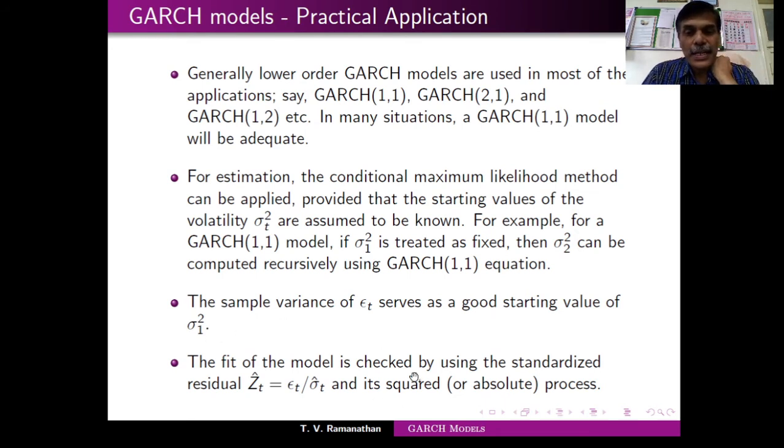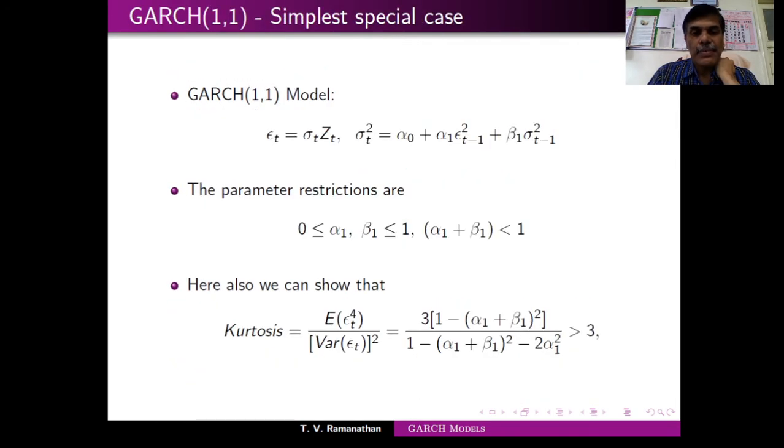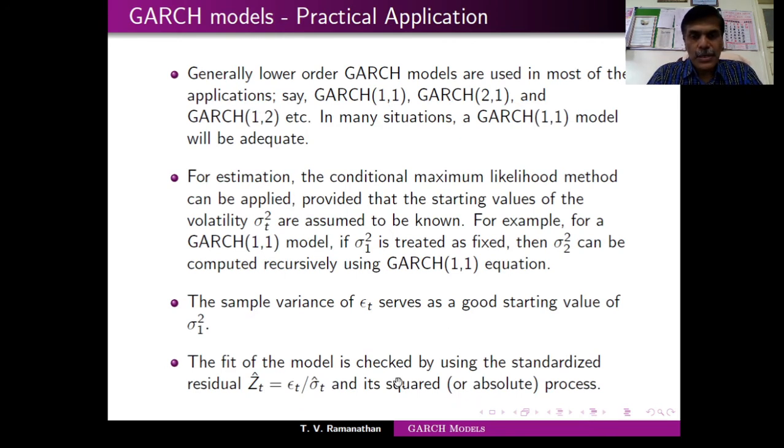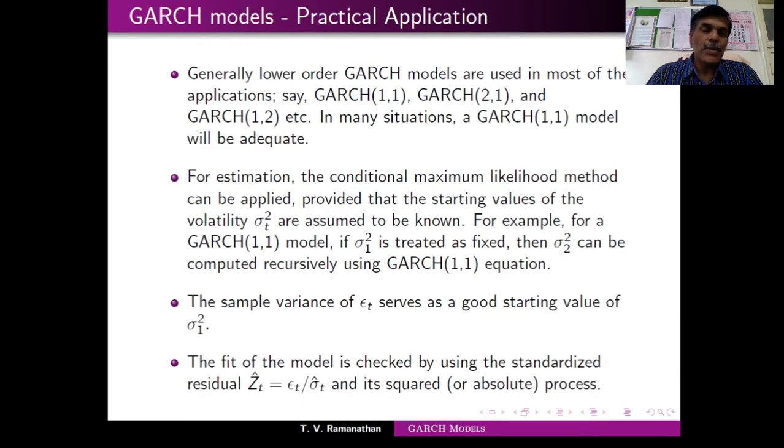So the fit of the model is checked using the standardized residual. This is exactly the same as what we have seen earlier. If your fit for sigma t is correct, then in epsilon t by sigma t, all the assumptions of zt will be satisfied. So that is how we justify the fit. So you look at the absolute or square residual of the zt hat and then decide whether the correlations or variances have been taken care of or not. That means running through time, whether the heteroscedasticity has been taken care of or not. That's what you see.